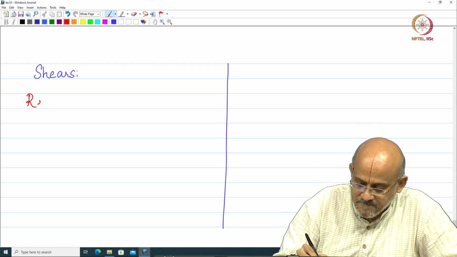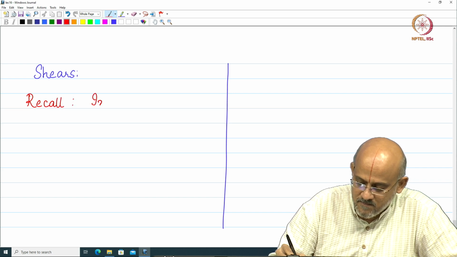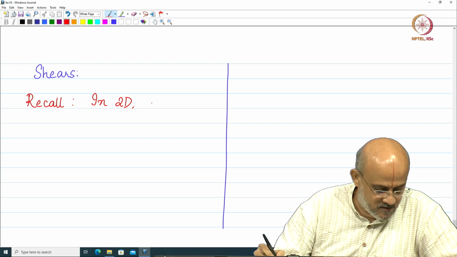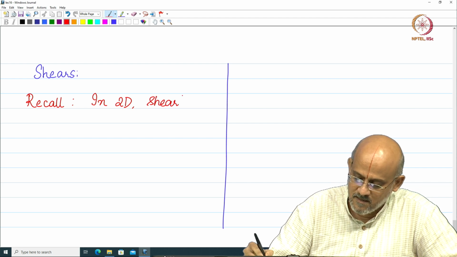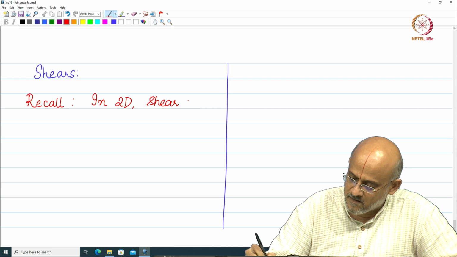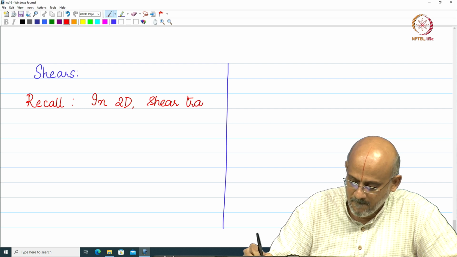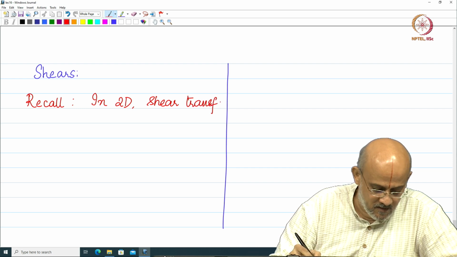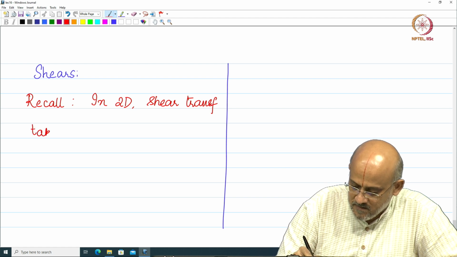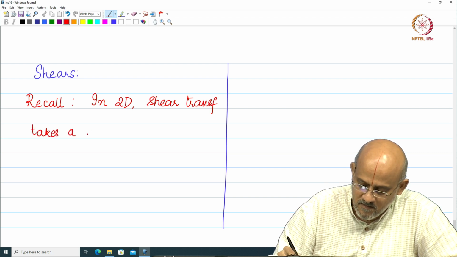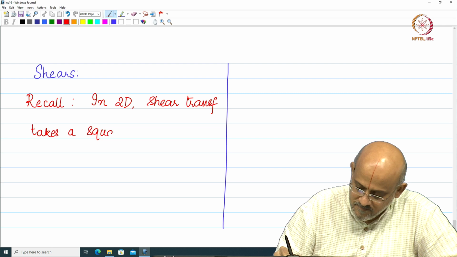Recall again, in 2D the shear transformation, basically the shear map, takes a square to a parallelogram.